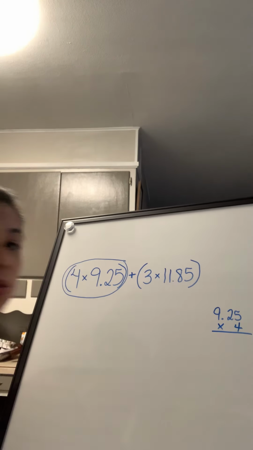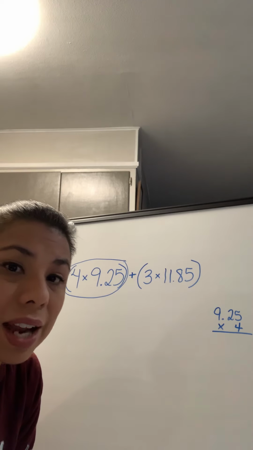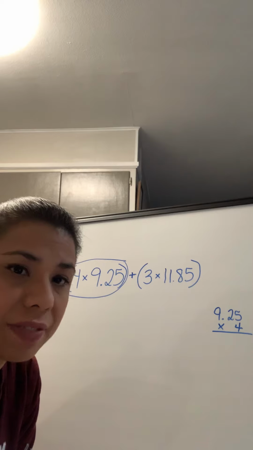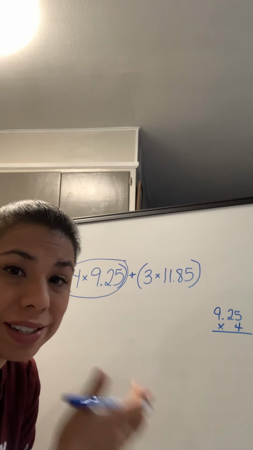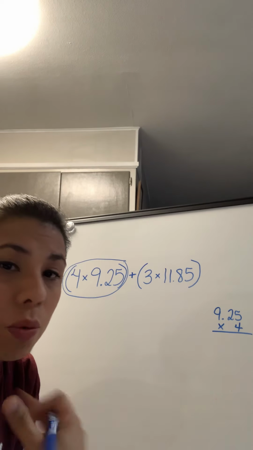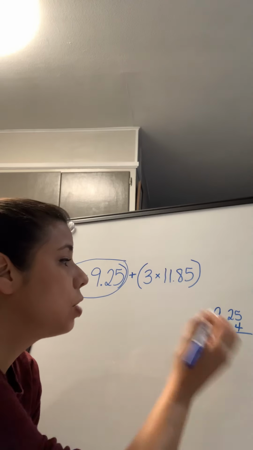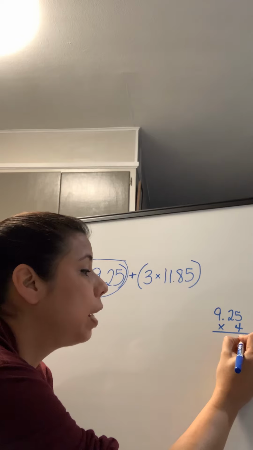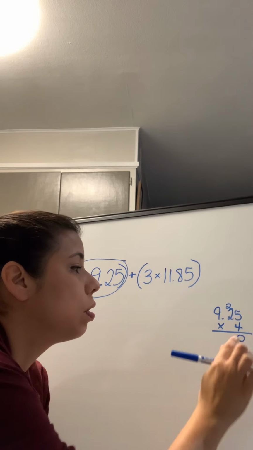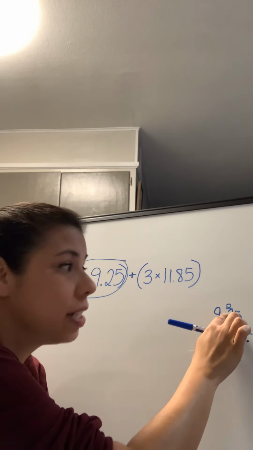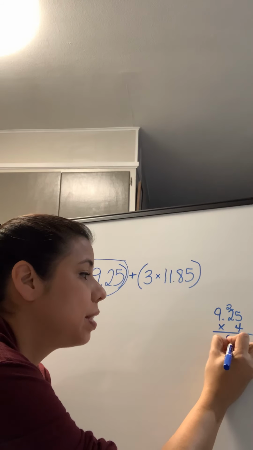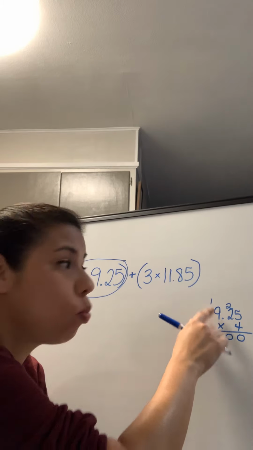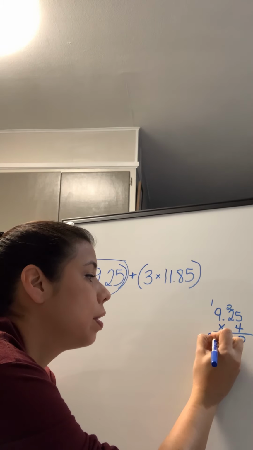Now, why would I do that? Because then I have to multiply less and it helps me line up their place value. So remember, when you're multiplying decimals, you do not worry about the decimal to the very end. So I'm gonna start by multiplying 4 times 5. Well, 4 times 5 is 20, carry my 2. 4 times 2 is 8, 9, 10. Add my 0, carry my 1. 4 times 9 is 36, and 1 more is 37.